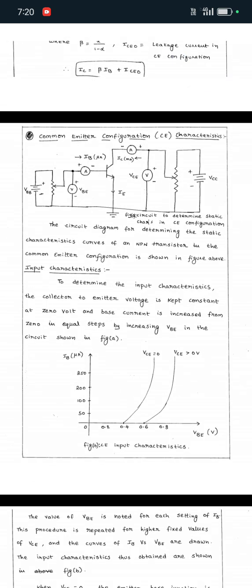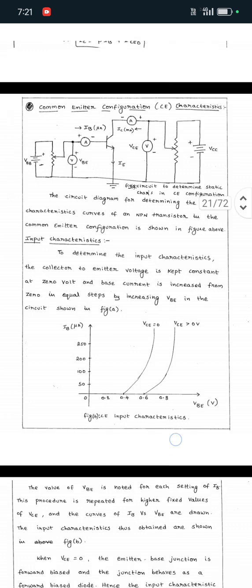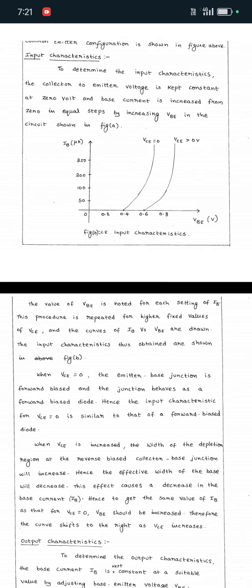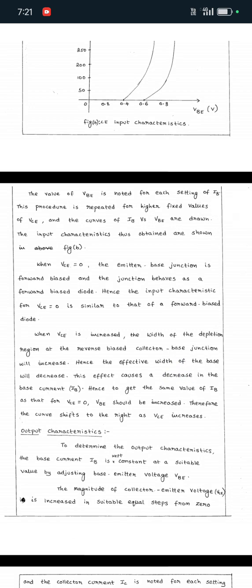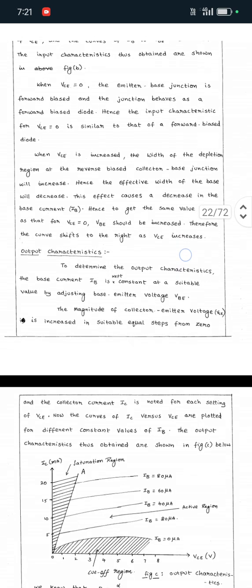Next, while coming to the common emitter configuration, the diagram shows the common emitter configuration. The input characteristics are first taken with VCE at 0 volts, next with VCE greater than 0. The value of VBE is noted for each setting of IB. This procedure is repeated for higher fixed values of VCE. This curve shows the input characteristics, similar to a PN junction diode.